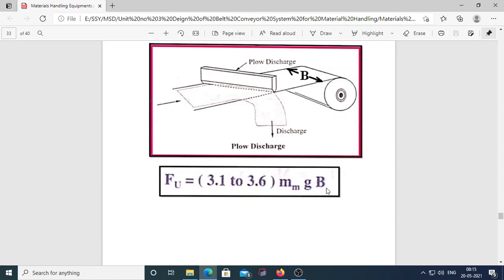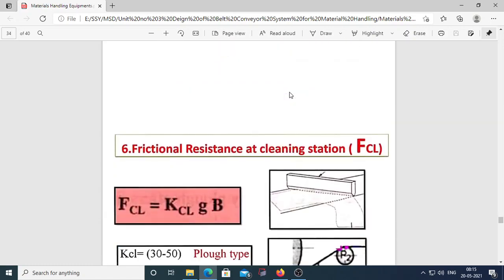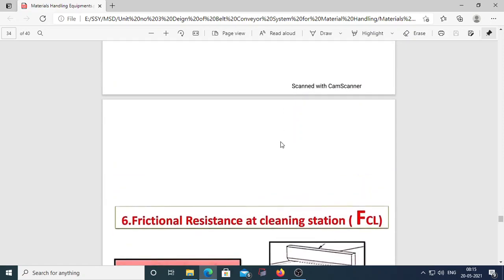And what is capital B? Capital B is the belt width, and G is the gravitational acceleration. You have to know the value of this, if you are using the plow discharge. All of you getting? You have to use this formula.